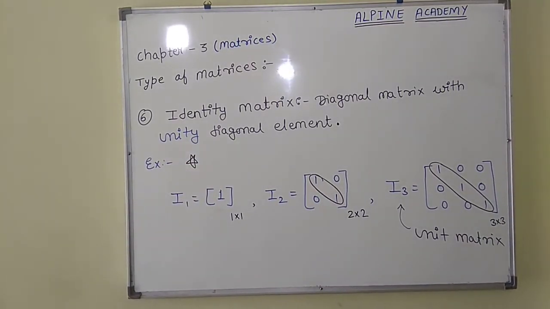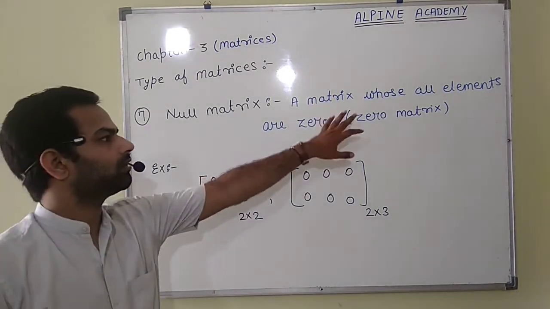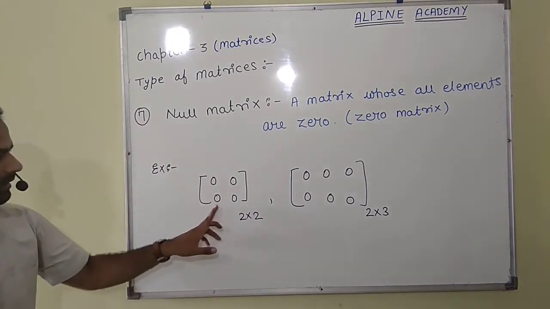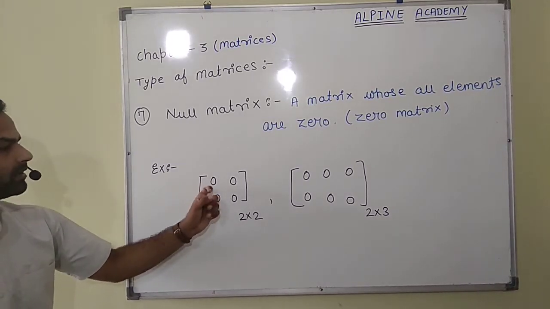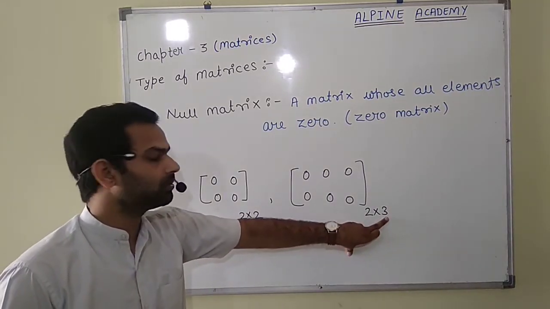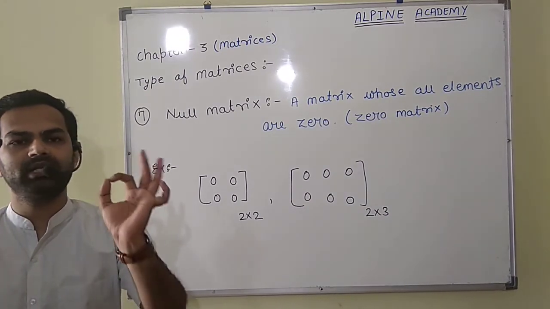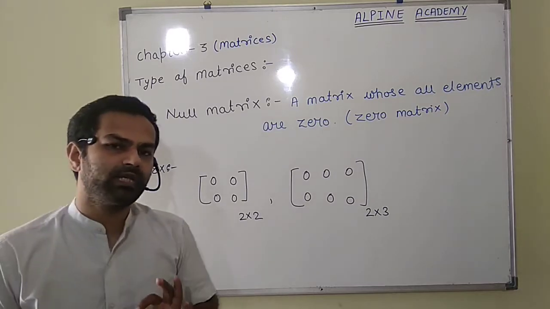Now the seventh type of matrix is null matrix. So null matrix is also called a zero matrix, a matrix whose all the elements are 0. Any matrix whose all the elements are 0, we can call it null matrix or zero matrix. Example, in this case you can see that this is the matrix of order 2 cross 2 and all the elements of this matrix are 0. In the same manner, in this matrix you can see that the order is 2 cross 3 and all the elements are 0. So the only condition for a matrix to be a null matrix or zero matrix is all the elements of a matrix must be 0.